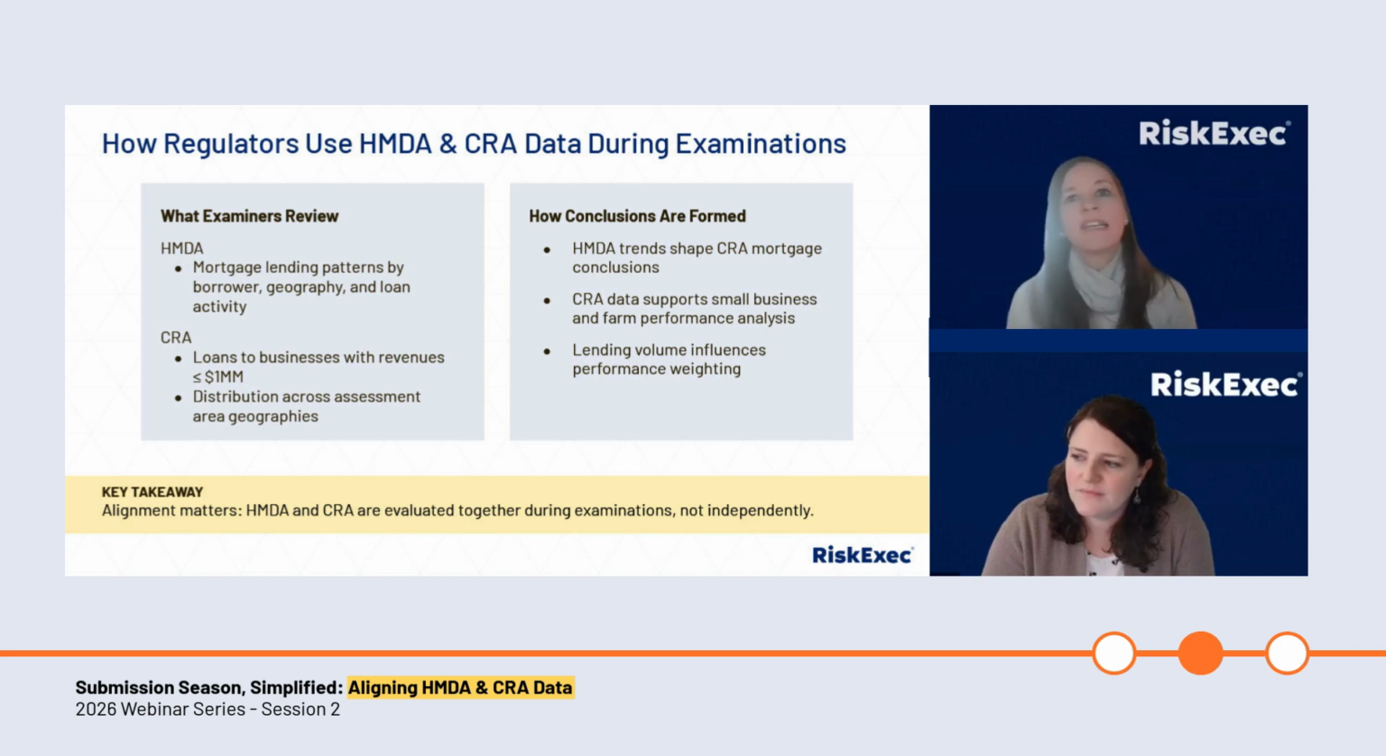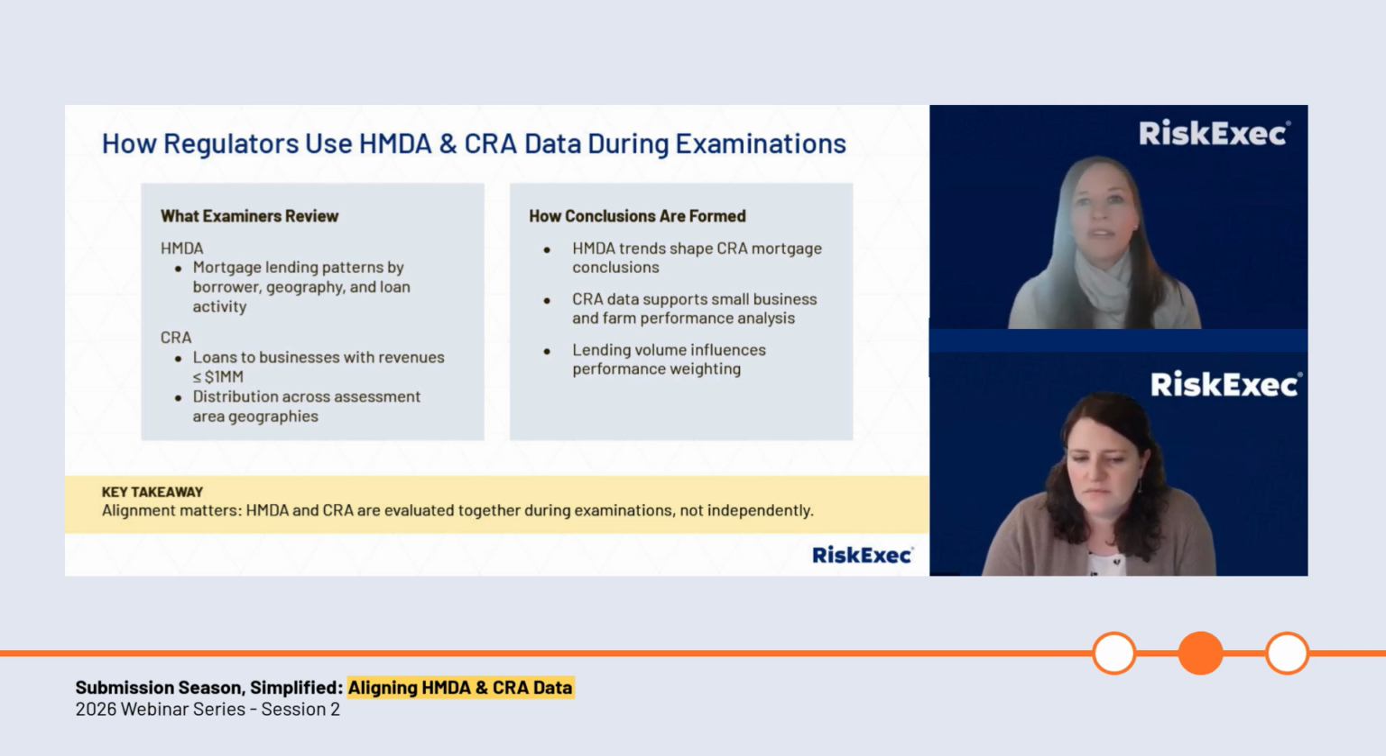So starting with HMDA, examiners are using HMDA data to evaluate your home mortgage lending performance. They're using it to evaluate both borrower distribution and the geographic distribution of lending. So to whom you are lending and where you are lending are the important matters they're looking at. With HMDA data, they're also going to look at the type of activity: purchase loans, refinances, home improvement if you have it.